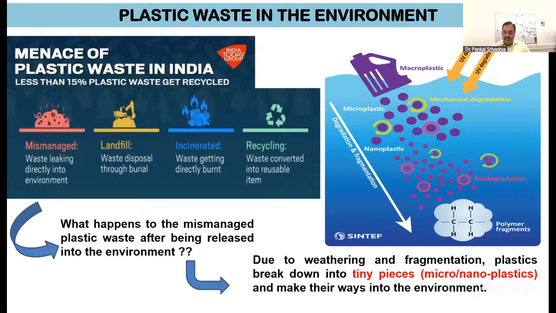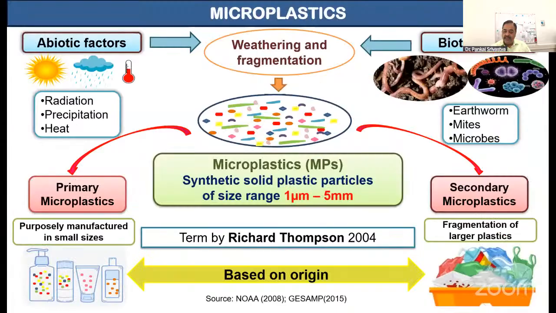It just degrades, weathers, fragments, and breaks down into tiny particles that we now call microplastics and nanoplastics. And it finds its way into all the spheres. If we talk about the atmosphere, hydrosphere, lithosphere, everywhere these tiny plastic particles are present nowadays. Coming to the concept of microplastics, it is a recent term coined by Richard Thompson in 2004.